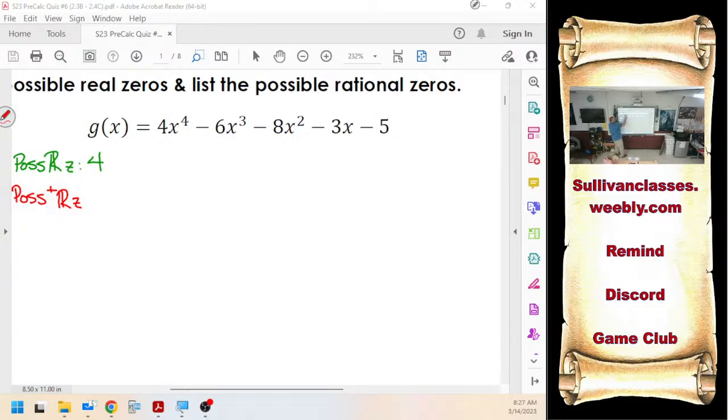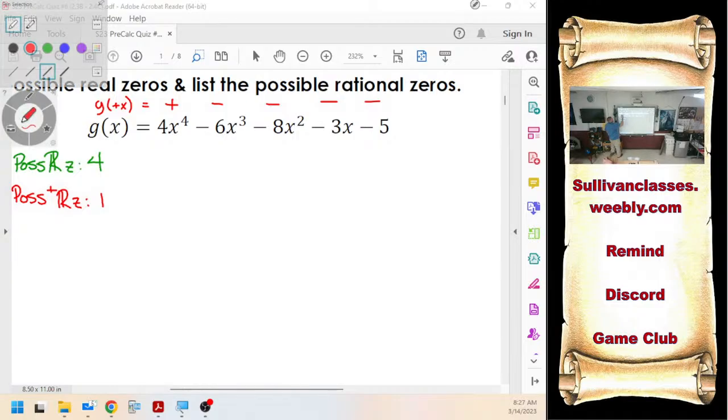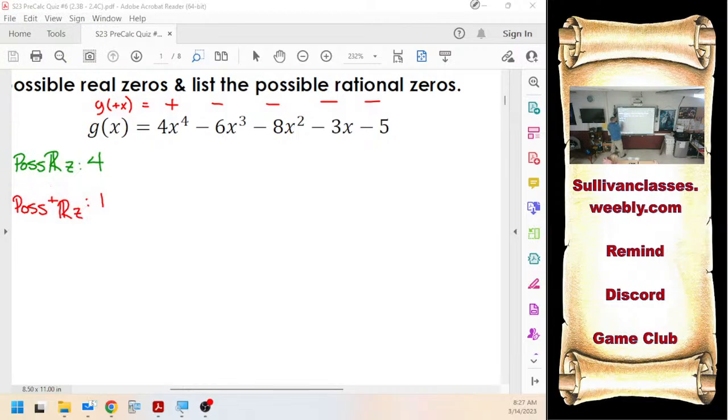Okay, so if I look for g of a positive x, I get a positive, negative, negative, negative, negative, and I count my sign changes. There's only one sign change, so there's only one possible positive real zero because I put in positive x. Then, let's move this down.